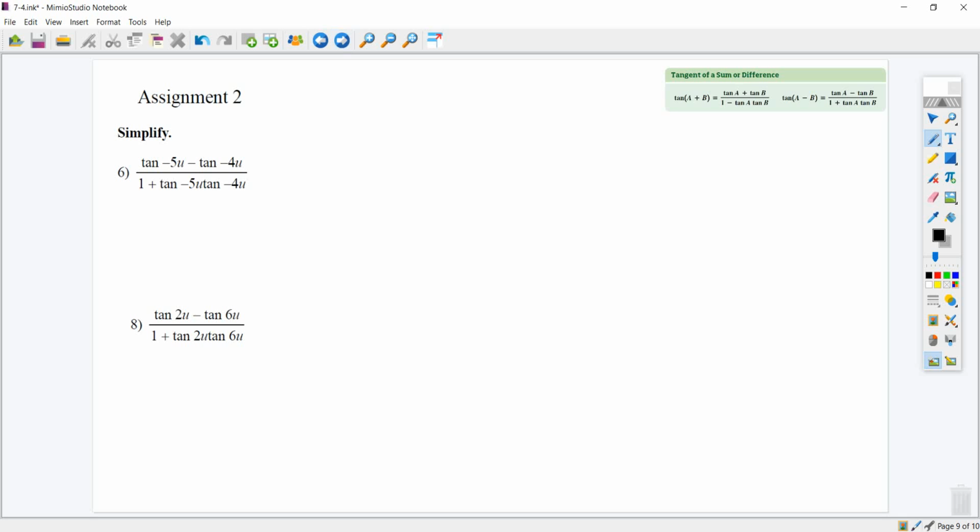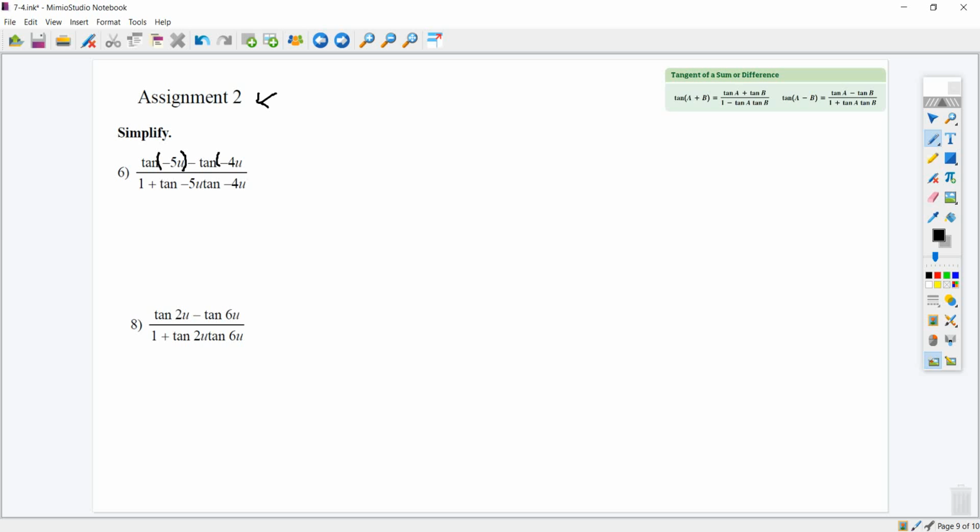Alright, so first question. This is assignment 2 again, remember, assignment 2. Question 6. I prefer to start from 6. We have tangent negative 5u minus tangent negative 4u over 1 plus tangent negative 5u times tangent negative 4u. By the way, before we start, they should have put parentheses like that.